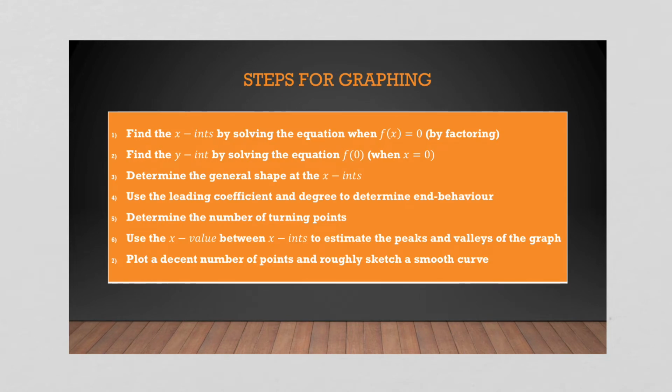Now, for the steps for graphing, we want to take everything we've learned into consideration. Our x-intercepts, our y-intercepts, the general shape at those intercepts. So do we cross through? Do we bounce off? Do we lie a little bit on it? It depends on the leading coefficient and the degree for our end behavior. And then we talked about our turning points, so the number of turning points as well.